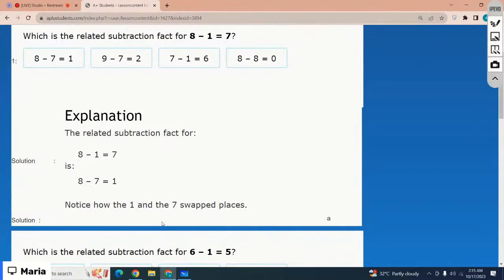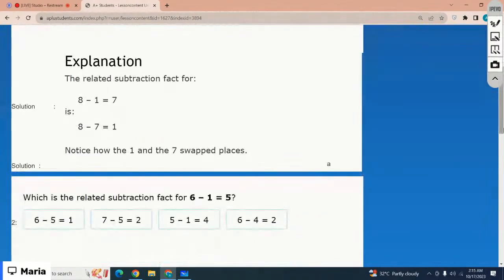Notice how the 1 and the 7 swapped places. Just two of the numbers swapped their places, right? Okay, what is the related subtraction fact for 6 take away 1 equals 5? Which is the correct option?